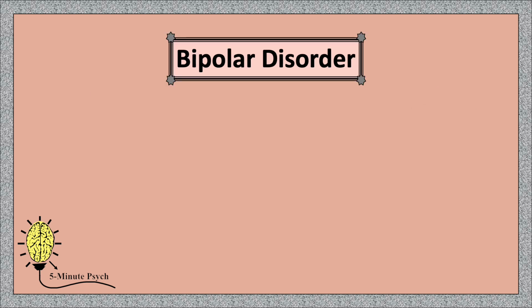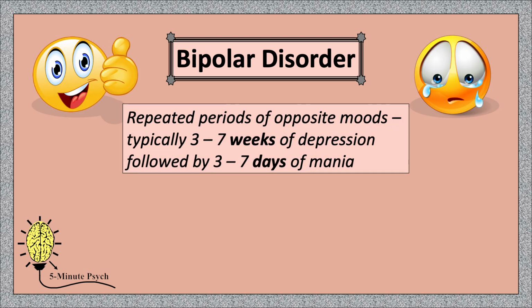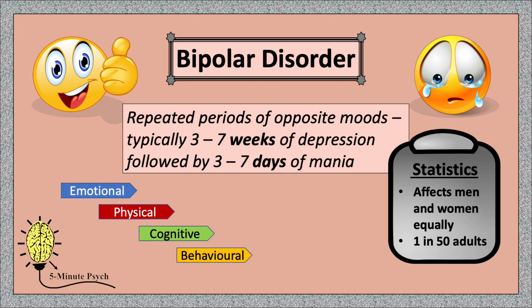With bipolar disorder, the person experiences repeated periods of opposite moods, depression and mania. Depression is the dominant mood, lasting typically somewhere between 3 to 7 weeks, followed by 3 to 7 days of mania. Unlike depressive disorder, bipolar affects men and women equally, and it's much less frequent, with roughly 1 in 50 of us being diagnosed. When they're in the depressed phase, they feel very much like someone with depressive disorder in terms of the emotional, physical, cognitive, behavioral, and motivational symptoms.